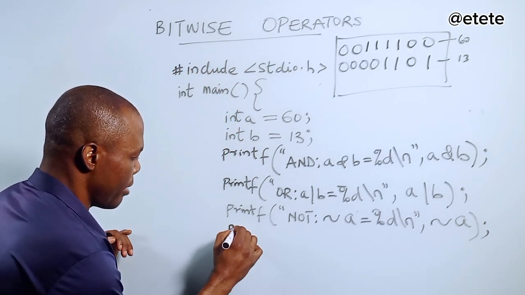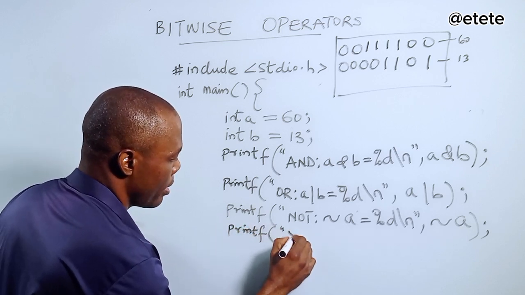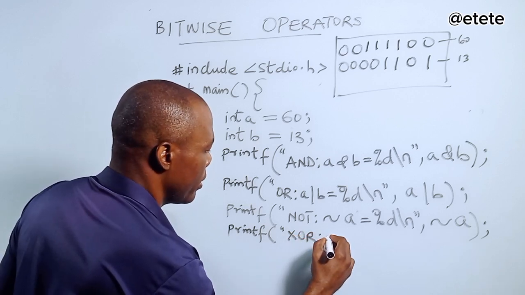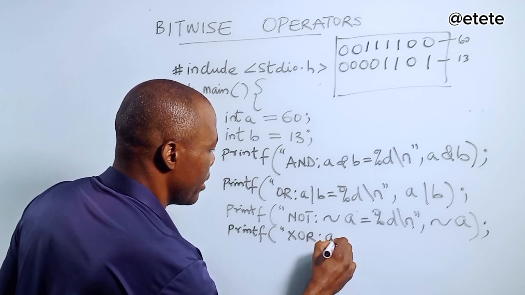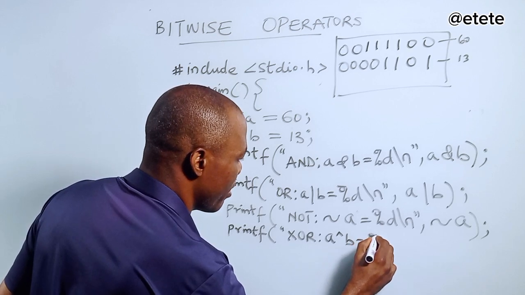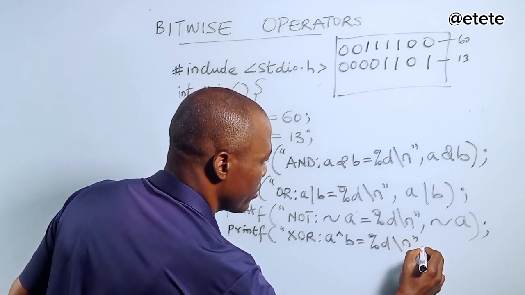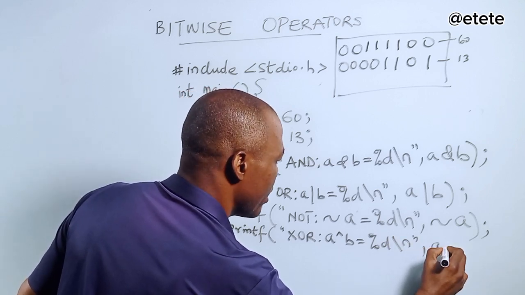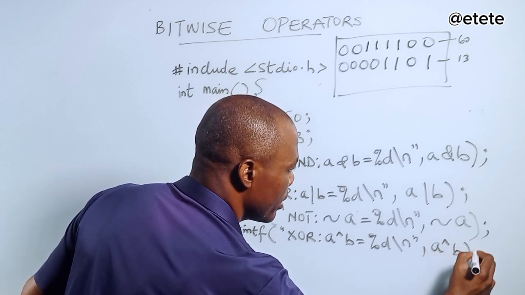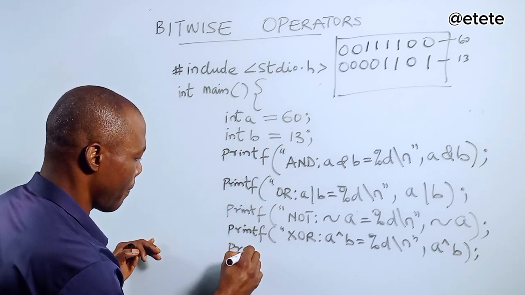Then I'll say print F, exclusive or. Then this one will be A or B. Then I'll put my format specifier, new line. I'll close this. Then I'll say A or B, exclusive or B. Then I'll close this. Then print F.